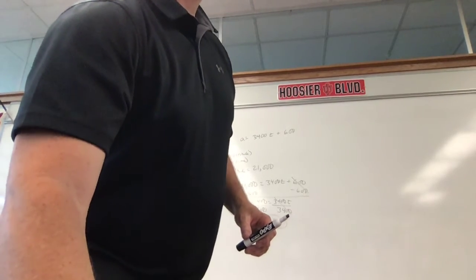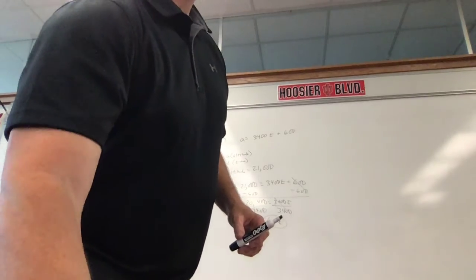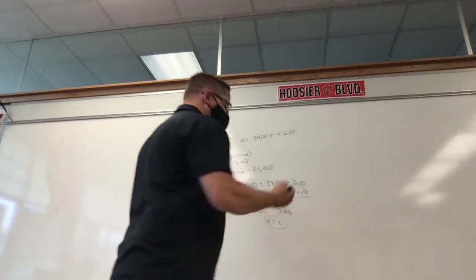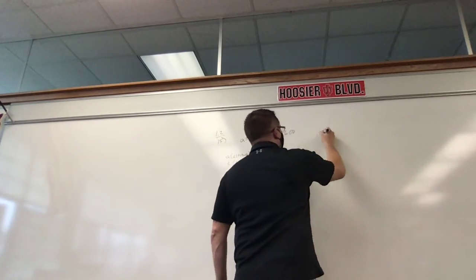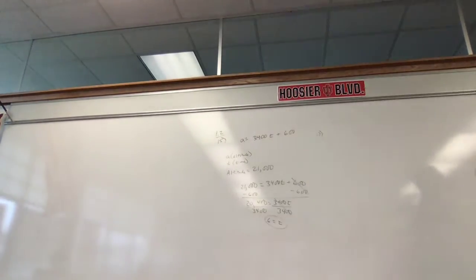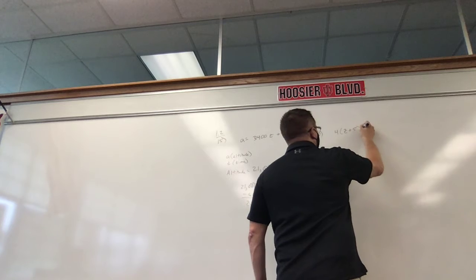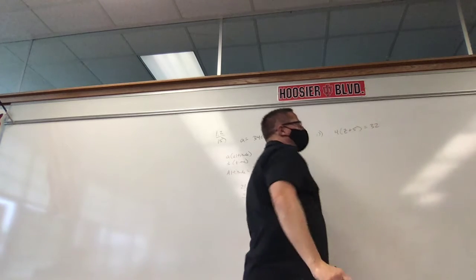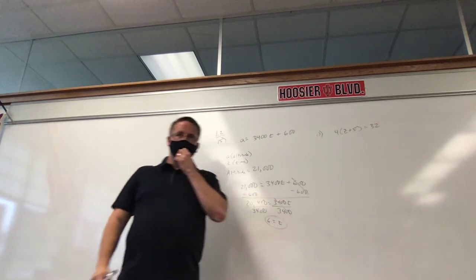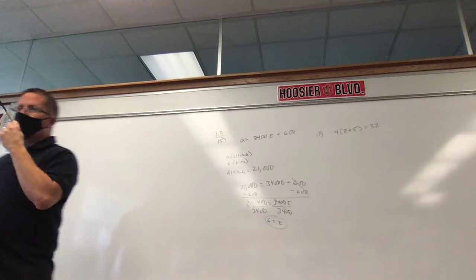Okay, so now we're on number 17. Something we have not talked about yet. Okay, you guys learned about this though back in middle school, I think. 17, they give us 4 times (z plus 5) is 32. Now who can tell me, how does this one look different than what we've been doing? One word, what's different about this problem?